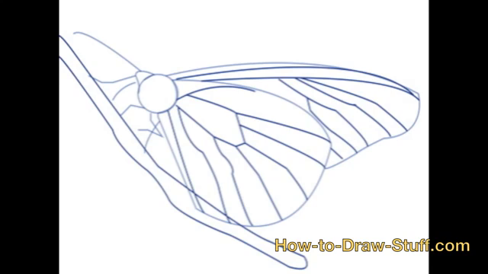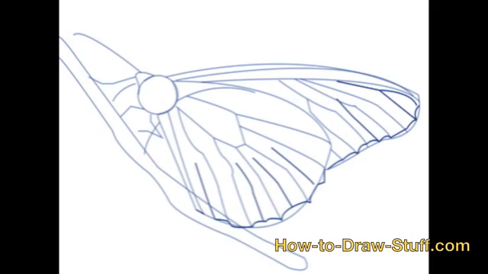At this stage in the drawing, you can draw a branch for the butterfly to be sitting on. Also add lines like the one in the picture to indicate the segments of the wings. Be sure to take your time with this. This may take a few minutes. You might want to get a photo reference to help you out.